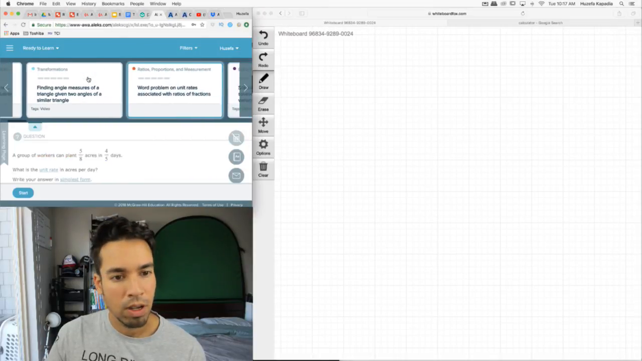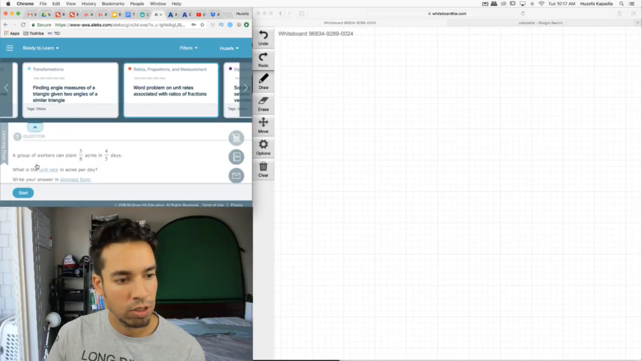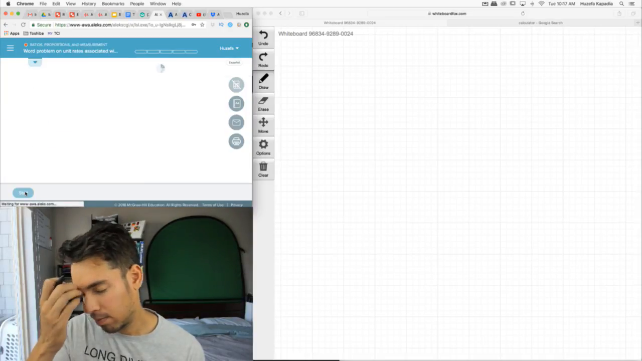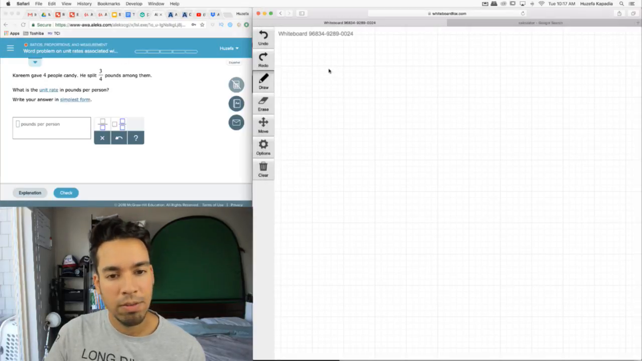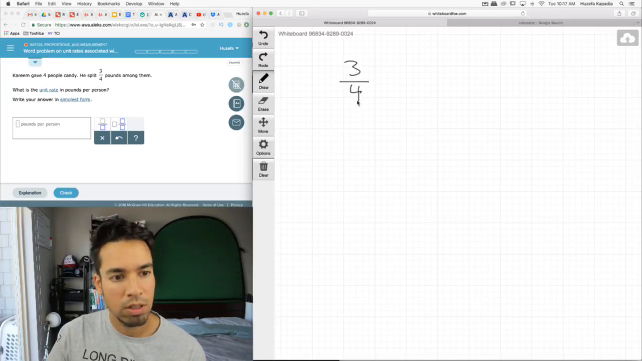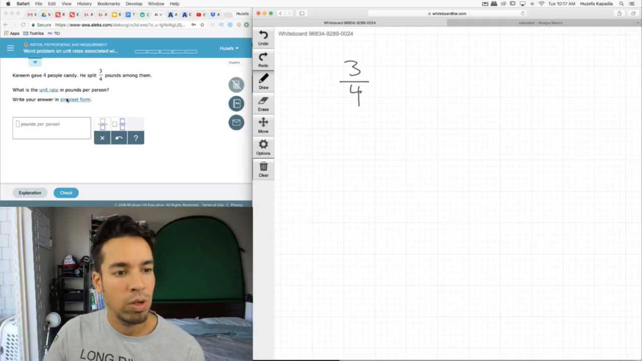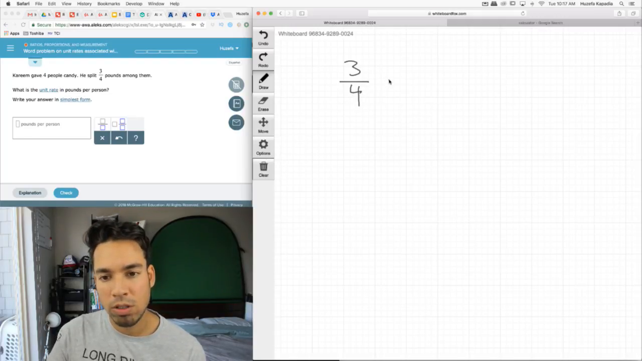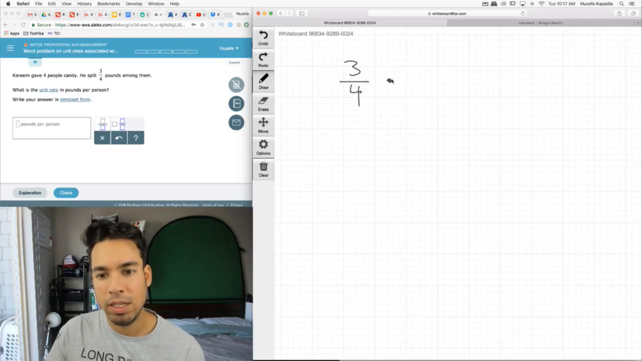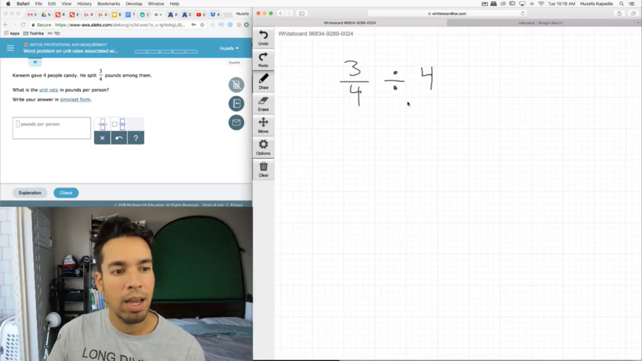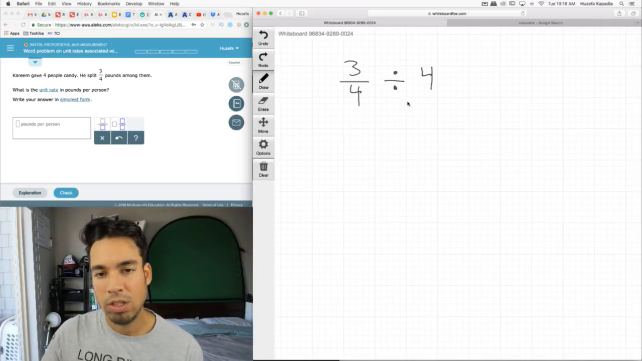Word problem on unit rates associated with ratios of fractions. Kareem gave 4 people candy. He split 3/4 of a pound among them. So he's splitting up 3/4 of a pound of candy among 4 people. So what is the unit rate in pounds per person? Well, it's 3/4 per 4, meaning, oops, that should be divided by 4. Whenever we have something per something, it means the first quantity divided by the second quantity. So we're saying pounds per person, so divided by the number of persons, so it's 4/1.